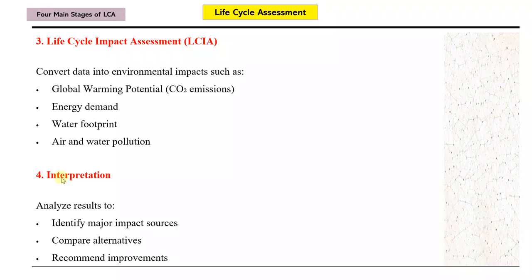And number four, the last, is interpretation. Means we have to analyze all the results we got. Means we have to identify major impact sources, compare alternatives, and recommend the improvements. So this is all about the four main stages of LCA, and the four terms which we specified, we have to address before.